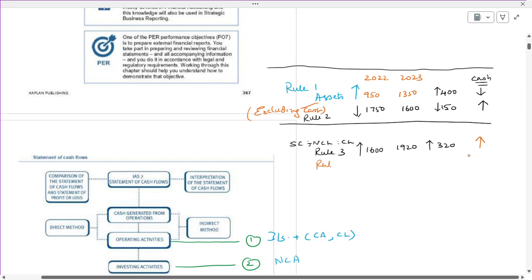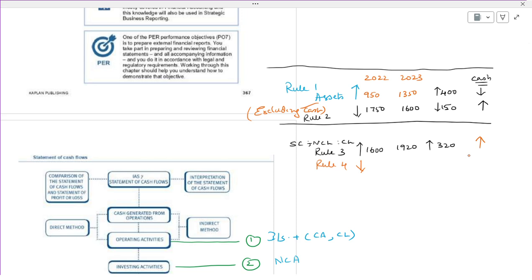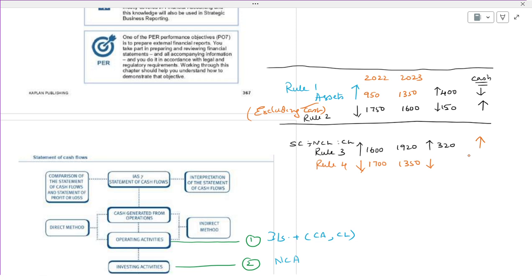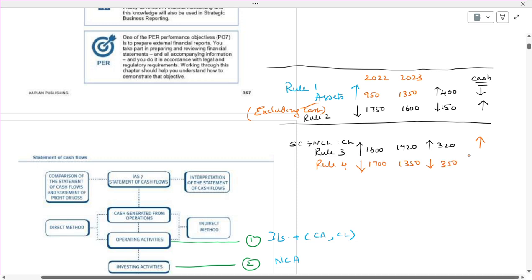Rule number 4. When liability decreases, you have paid payables, you have paid the loan. Is that any liability? You have a liability of 1700. The liability decreases to 1350. What is the difference? The difference is 350. What will happen to cash? Cash will decrease.